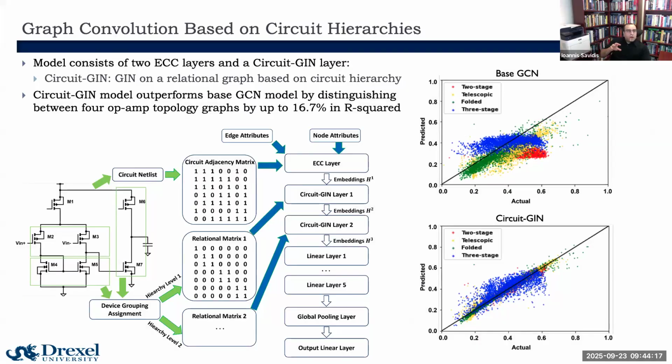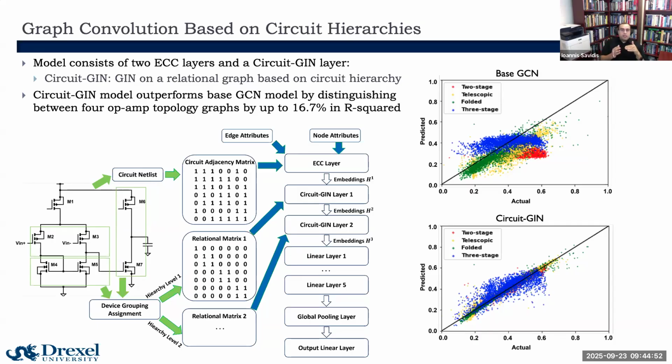So we explored graph convolution that utilizes, again, circuit hierarchies, where we included edge conditional layers and also developed this novel circuit GIN layer. The circuit GIN layer, in a nutshell, is a graph isomorphism network based on some pooling that is trained on a relational graph. And this relational graph encodes the circuit hierarchical information, such as the device group information that can be specified by a designer.